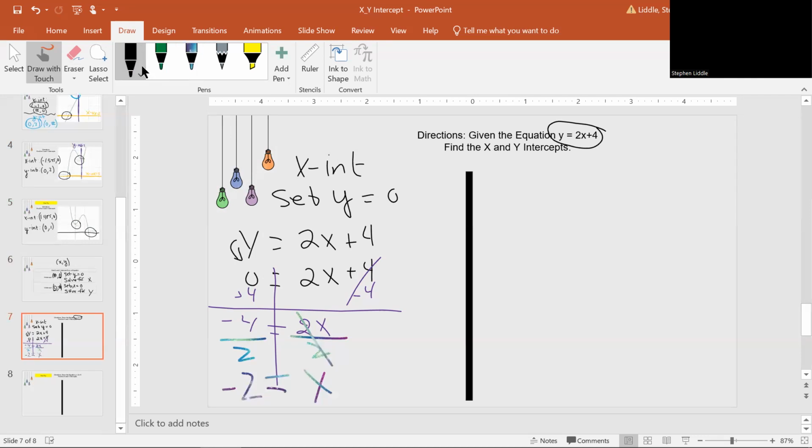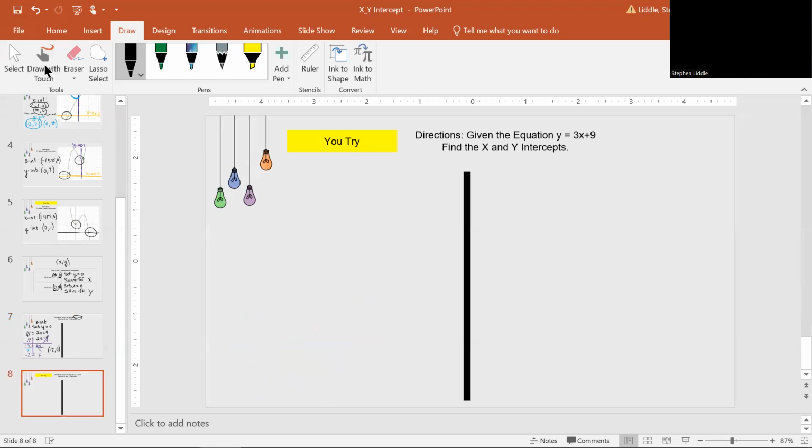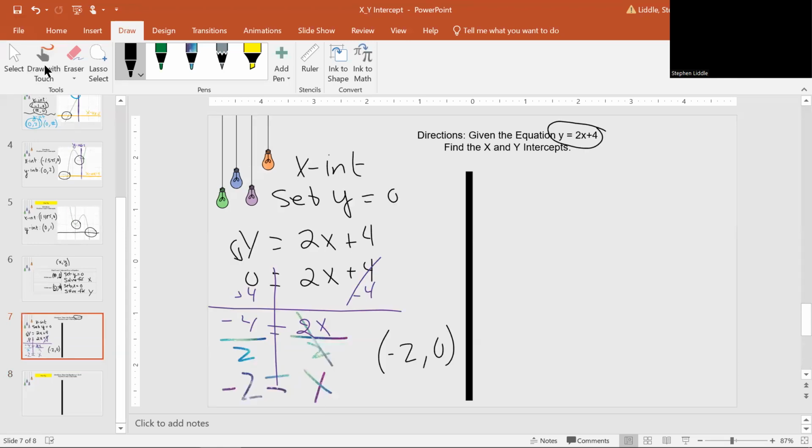Now our x-intercept answer needs to be a point. So our x is negative 2. Our y was 0. And then that is our final answer.